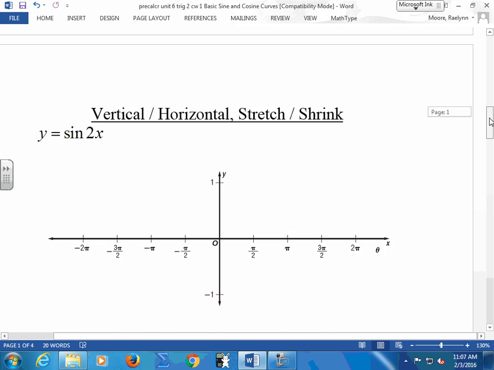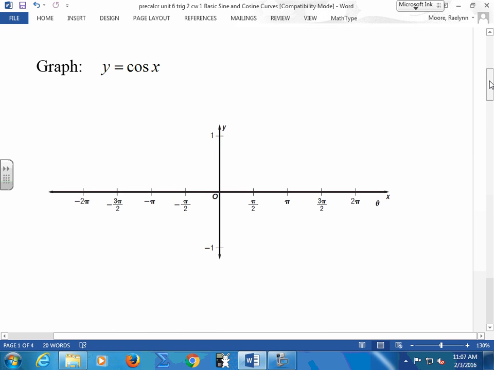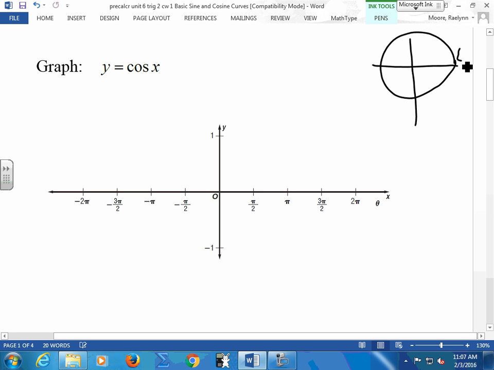All right, now, we're going to do the same thing with your cosine curve. So we're going to draw your unit circle here. We're going to label your quadrants. Okay? And again, your cosine is your x value. So we're going to pull this out.